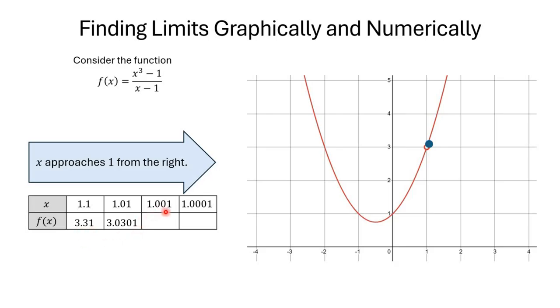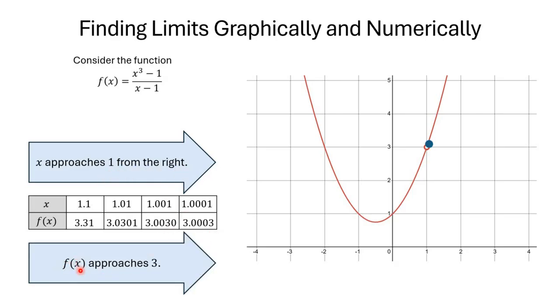When we plug in 1.001, we get 3.0030, which is even closer to 3 than 3.0301. And when we plug in 1.0001, we get 3.0003, very, very close to 3. So we can approximate that as x approaches 1 from the right, the y values, or the f of x, approaches 3. There's notation for this also.